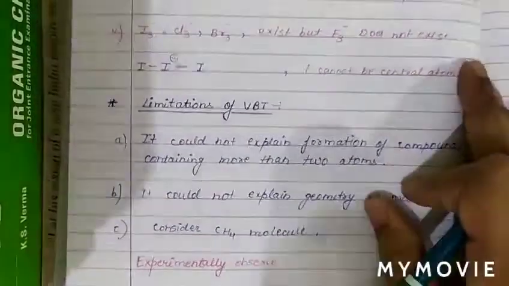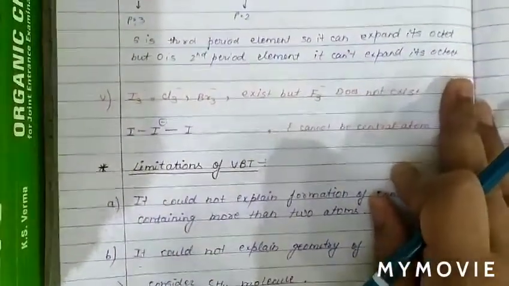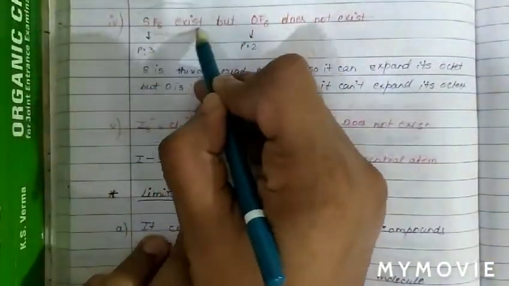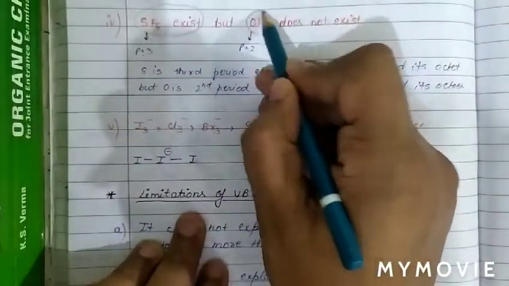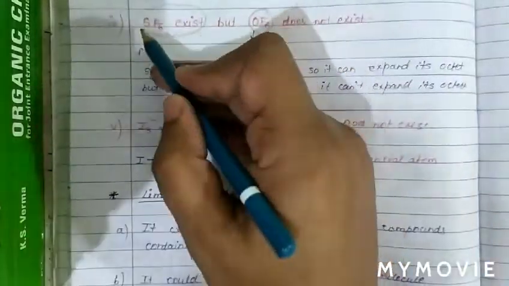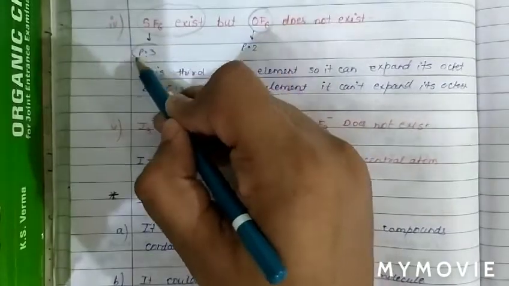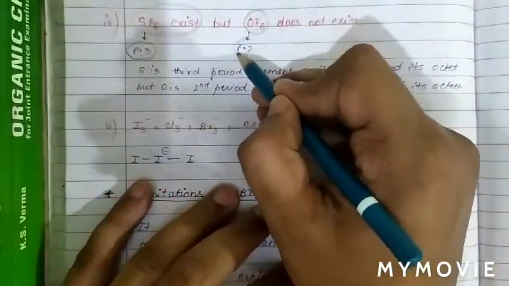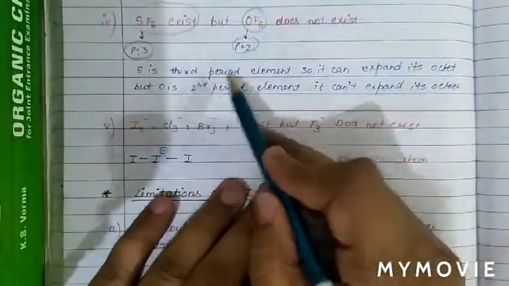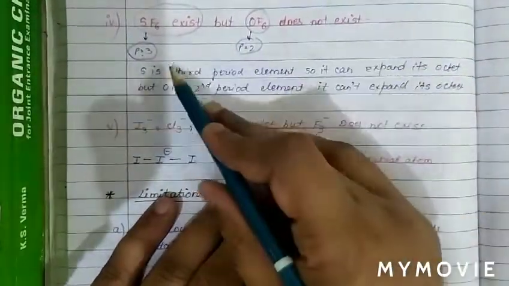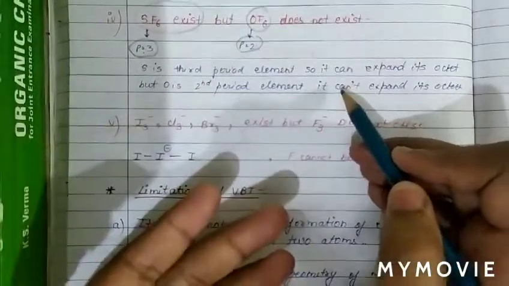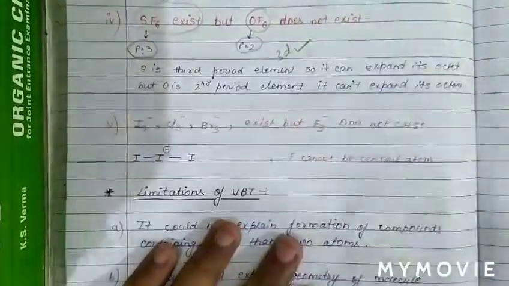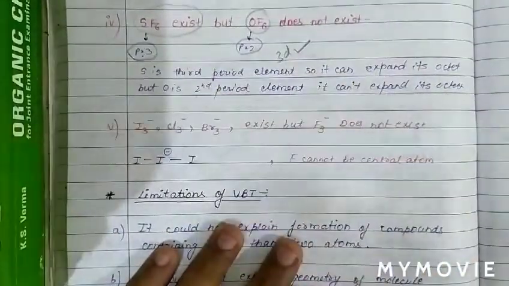Similarly, why does SF6 exist, but OF6 does not exist? Again, sulfur is a third period element, while oxygen is a second period element. As sulfur is a third period element, it has vacant d orbital. In the third period, 3d orbital is possible. So 3d vacant orbital is present in sulfur.